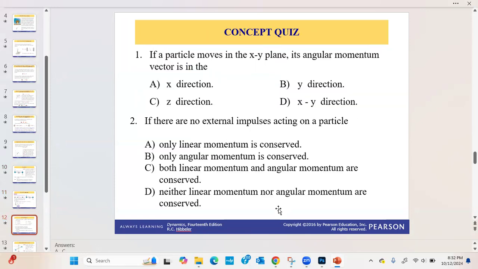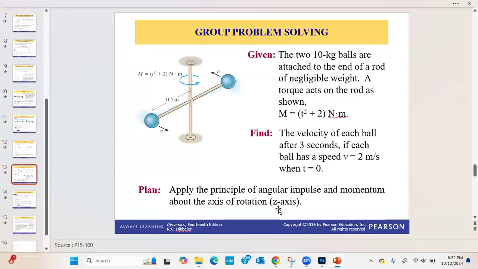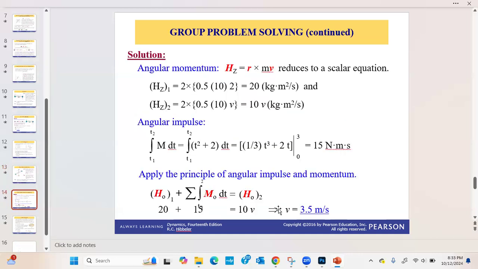We did have a sample problem in class, and it turned out much the same. While this is a 3D problem, it really is two balls on the end of a rod that are rotating around a central axis, just like we had before. So it actually works out the same way. These also are 10 kilogram balls. They give us, however, the initial velocity. Now, the first one started from rest. This one starts at 2 meters per second. So we will have an initial angular momentum to apply. They give us the final time is 3 seconds and so on. And so it works out just the same.